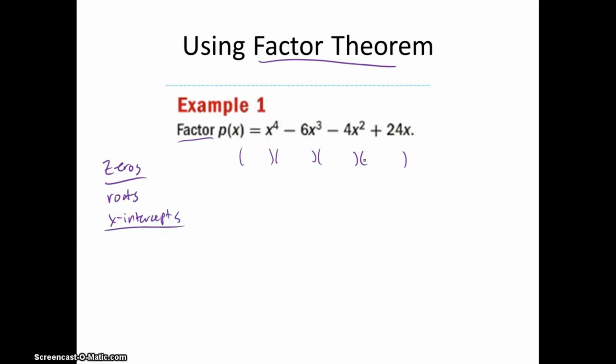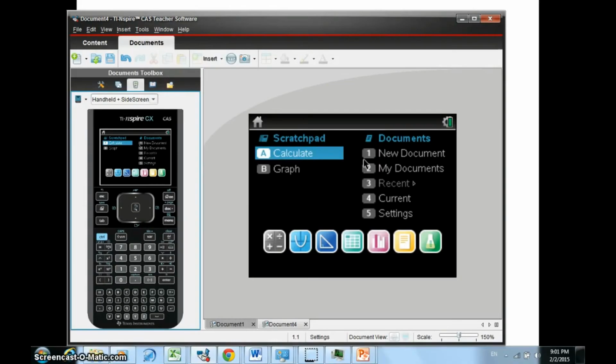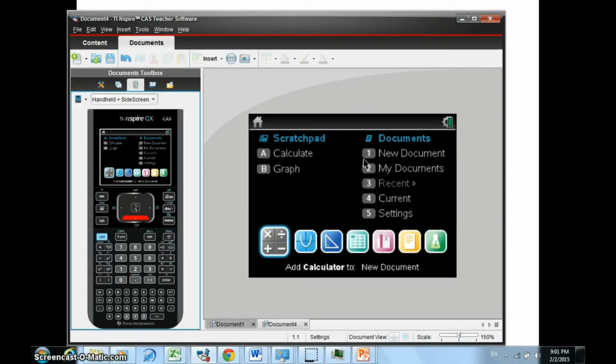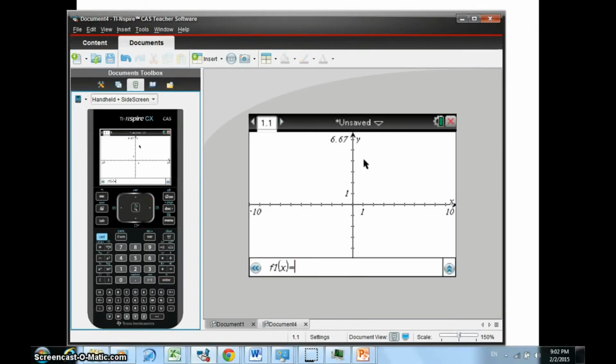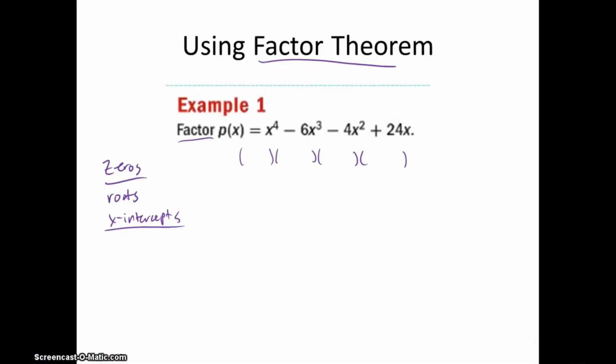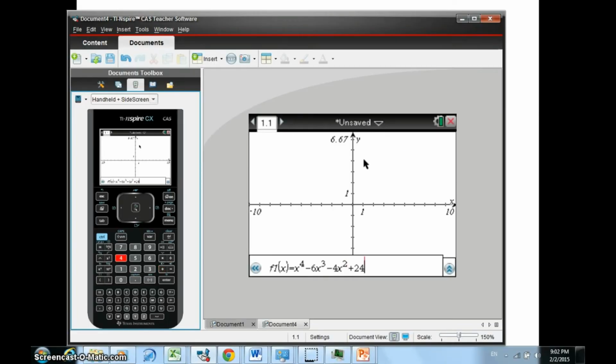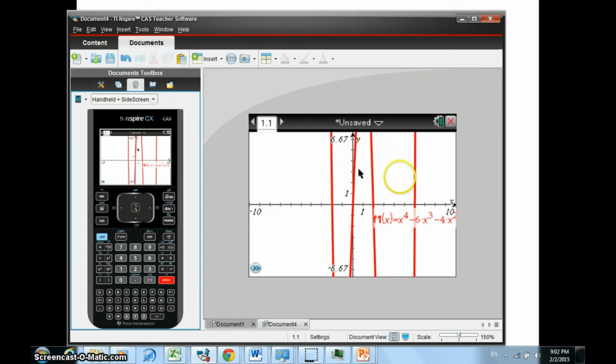So we're going to go over to our calculator here, and let's go ahead and add a graph. We're going to graph this polynomial. So I'm going to do x to the fourth, minus 6x cubed, then minus 4x squared, and then plus 24x. So I'm going to graph it, and we're going to see it's pretty skinny.